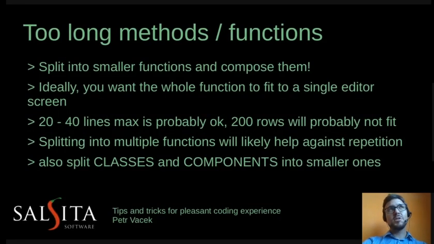Now, another issue you might encounter is having too long methods or functions. Why is this a problem? Ideally, you want the whole function to fit into a single editor screen. So 20 to 40 lines max is probably okay. 200 rows will probably not fit. So what you can do is split the method into smaller functions or smaller methods and compose them.